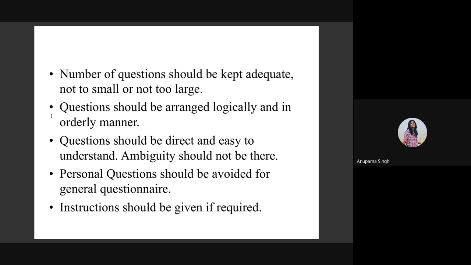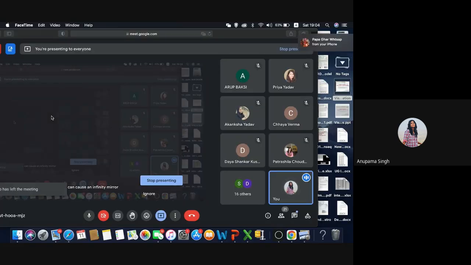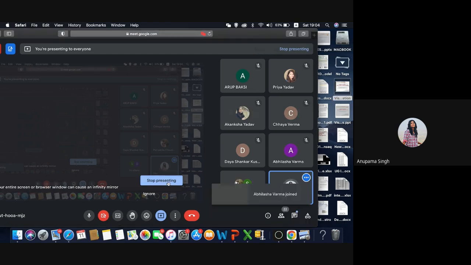Questions should be arranged logically. That means it should be stepwise. First, we are taking general information. Then we are taking the information regarding the topic. Then we are taking information that is based on the views or the thinking or the thought process, right? So it should be made that way.